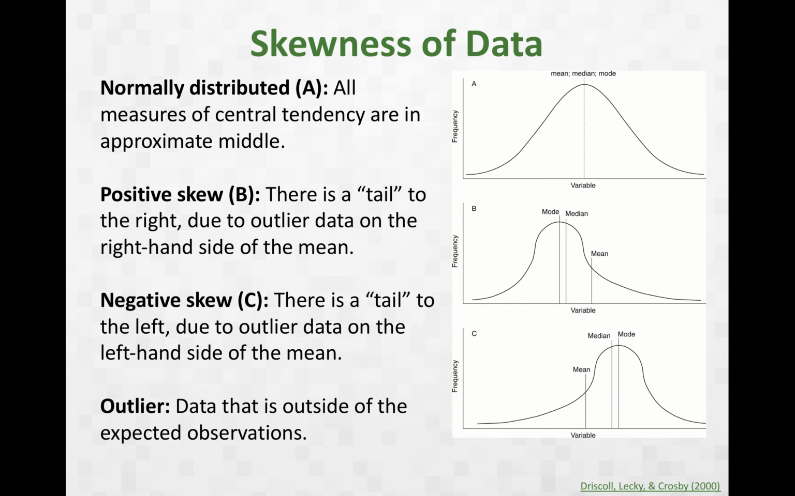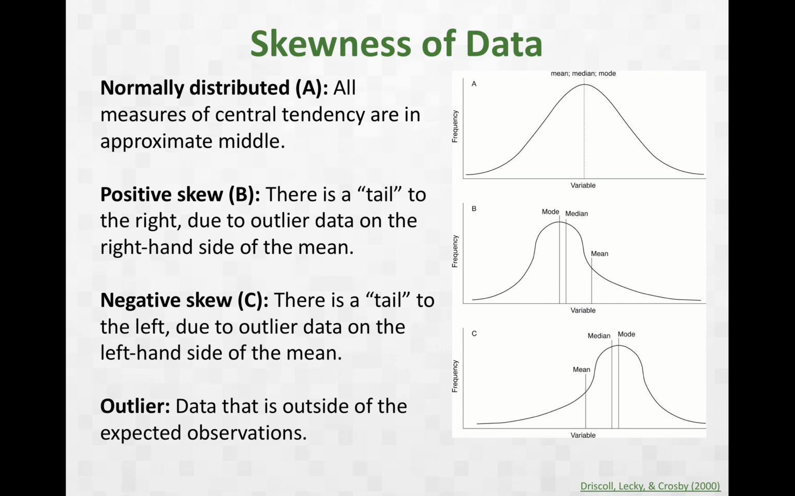Very briefly, as much as we want all of our data to be normally distributed, like diagram A there, data in real life often is not, for many, many reasons. There are two possible combinations of things that could happen. One is what we call positive skew, which is what's happening here in diagram B. That's where there's a tail to the right, usually due to an outlier on the right-hand side of the mean.